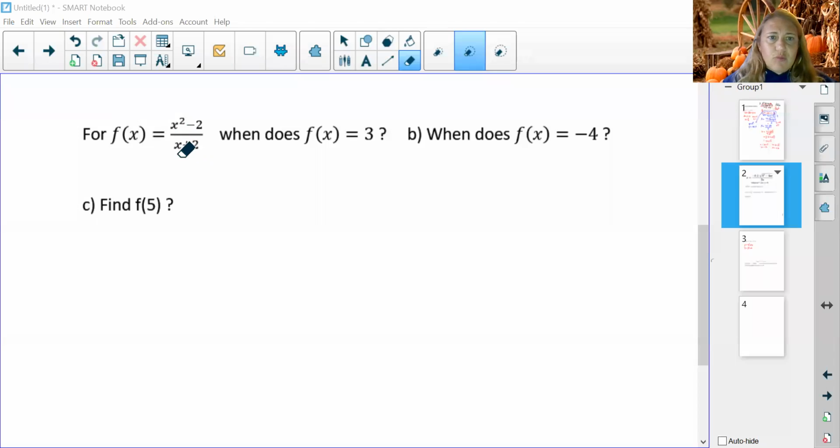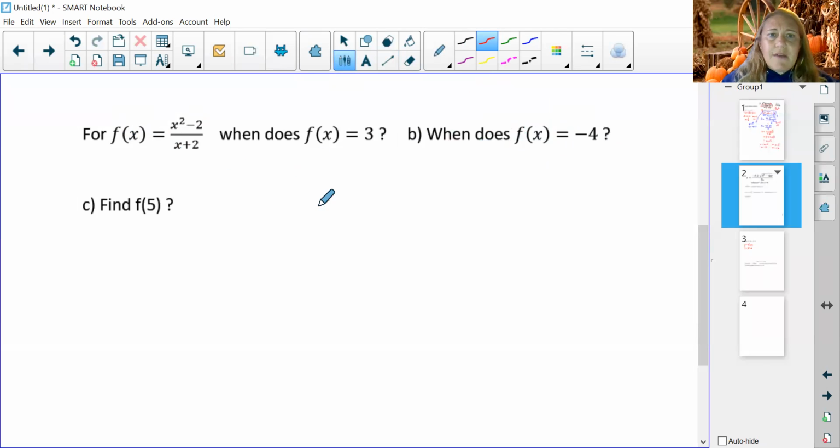Let's pick right up where we left off. We were working with this rational function here, and we had done this problem graphically, right? Trying to figure out when does f of x equal -4. Let's take a look at that algebraically.